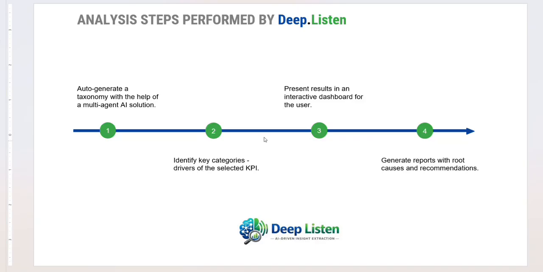So in order to do this, first, Deep.Listen would be auto-generating a taxonomy with the help of this multi-agent solution that we provide. And I will talk in a little bit how exactly it is doing that. The second step would be identifying key categories in the taxonomy, key topics that are driving the selected KPI. Frequently, you need to use machine learning for that.